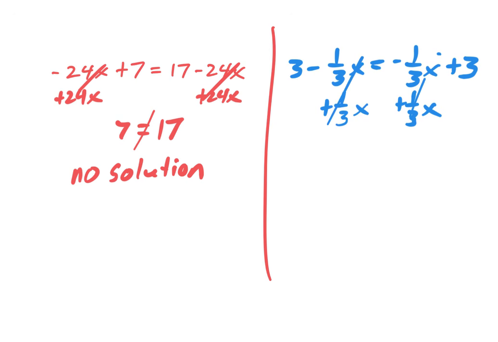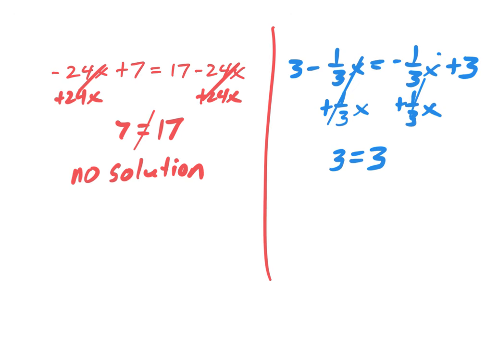Once again, my x's have disappeared. But the big difference here is the number that we have left over is exactly the same. It's 3 equals 3. That is a true statement. 3 does equal 3. So what would be our solution here? It's close to all real solutions, but not really, because it's not everything. It's a little bit different than that.